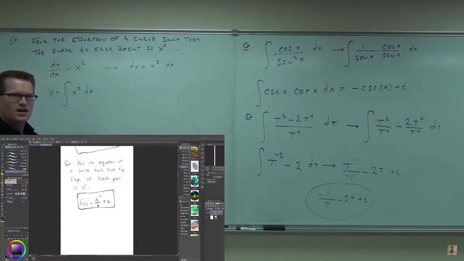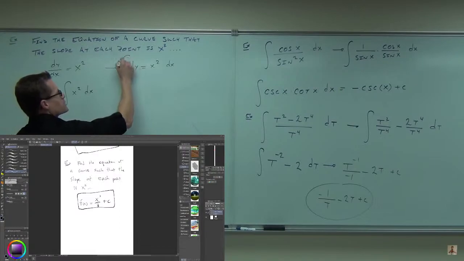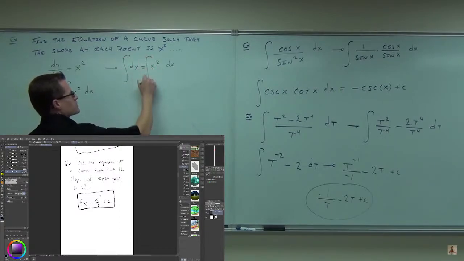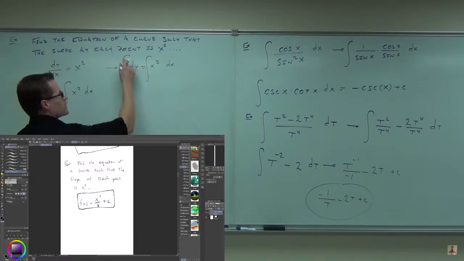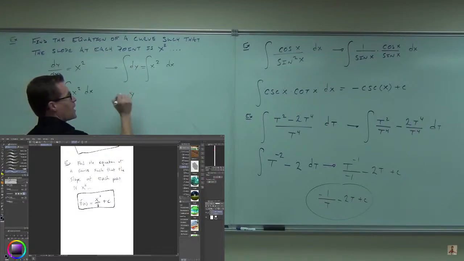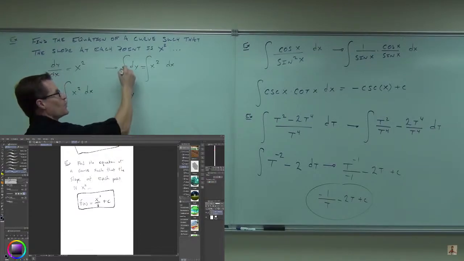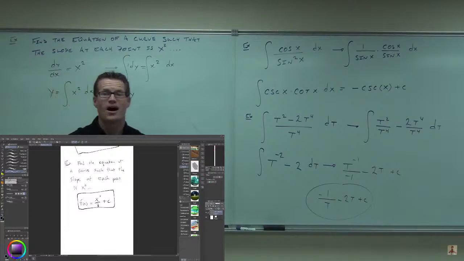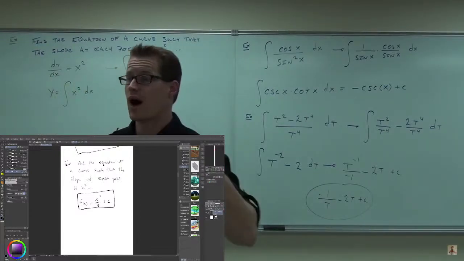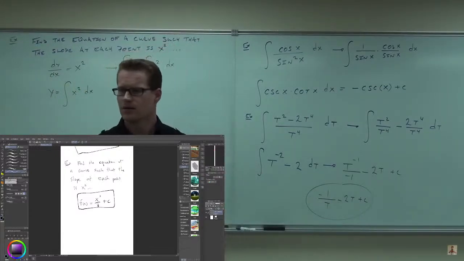Interesting, huh? If I want to undo a derivative, an integral undoes that. An integral undoes that on both sides. Integral of dy is y. Aha, look at that, that's 1 dy, right? With respect to y, 1 dy with respect to y will give you y. Does that make sense to you?